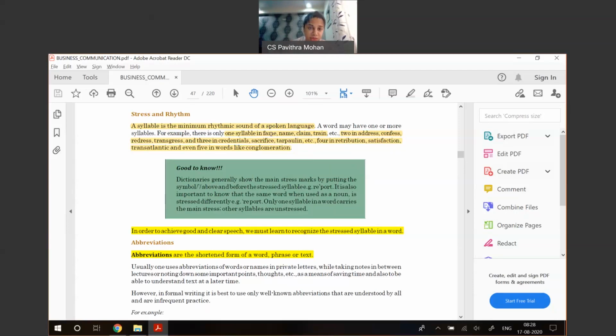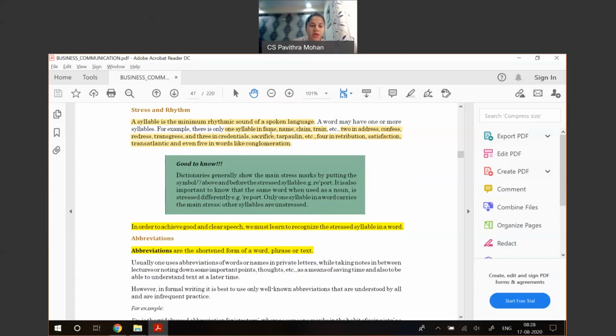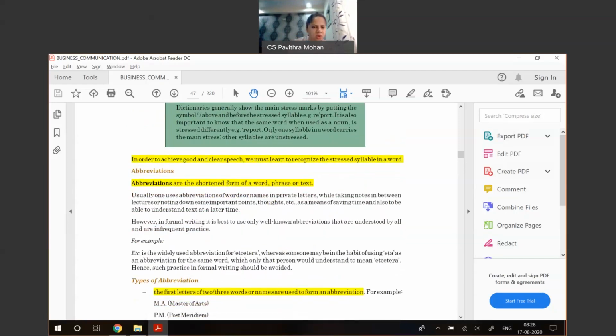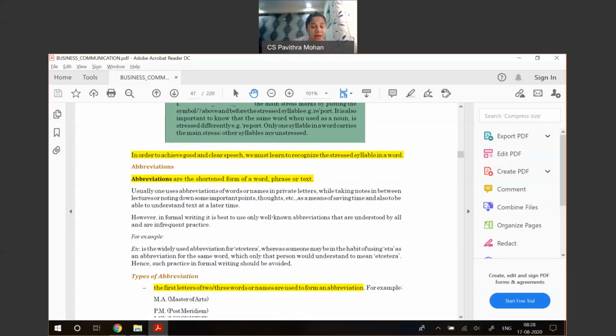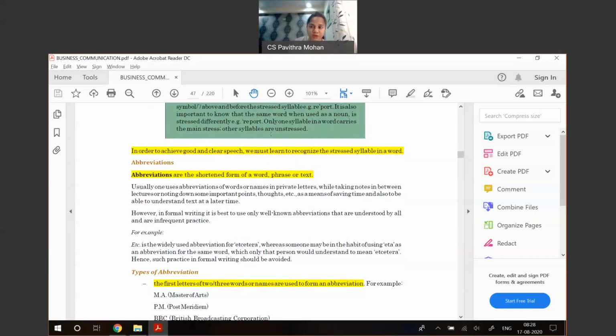Every word you can't stress. If you see the phonetic chart, every word we are not supposed to stress. We are supposed to stress only on particular words which are important. In order to achieve good and clear speech, we must learn to recognize the stress syllable in a word. We shouldn't stress on every alphabet in a word.